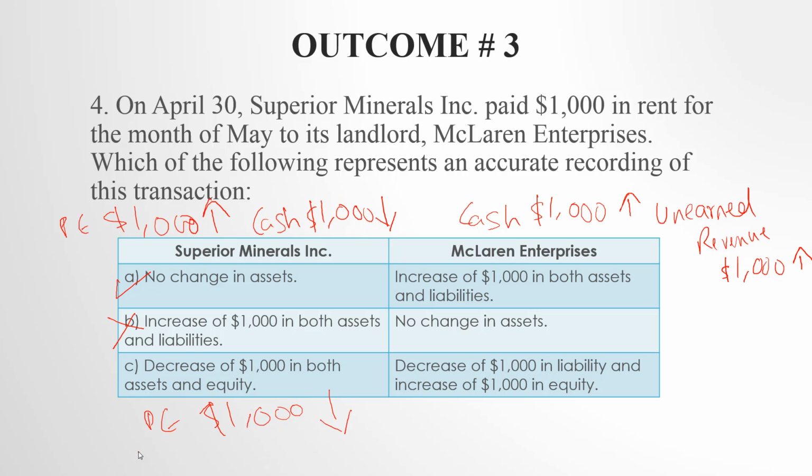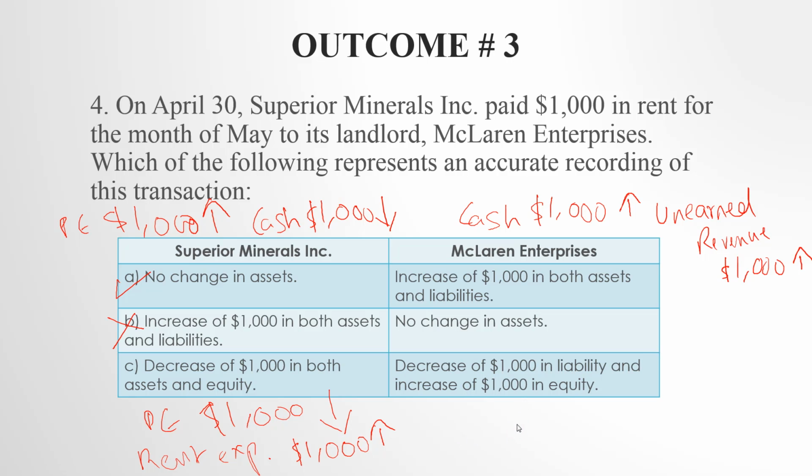Its rent expense will go up by $1,000 because it has received that service, and expenses reduce equity, so equity will go down by $1,000. So C will be at the end of May, where the assets will go down by $1,000, the prepaid expense will go down to 0, and rent expense will go up by $1,000. Therefore, it will drive down equity by $1,000.